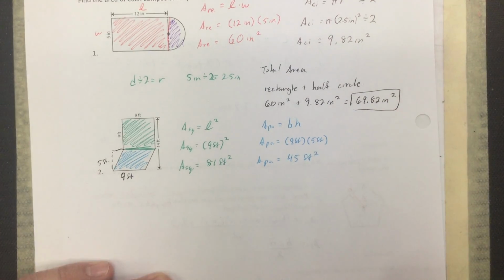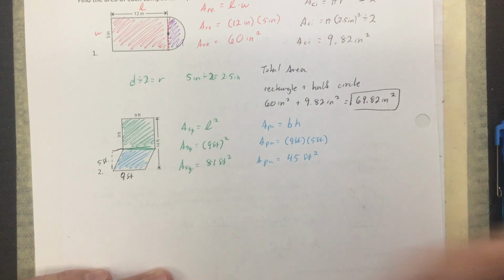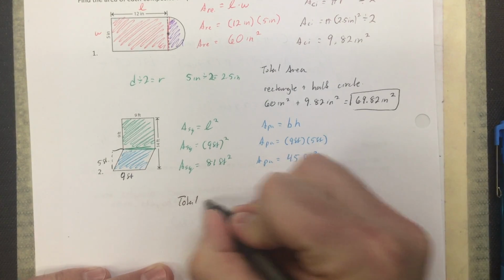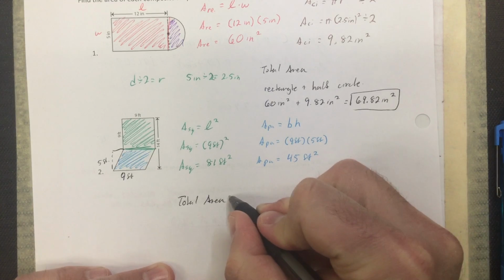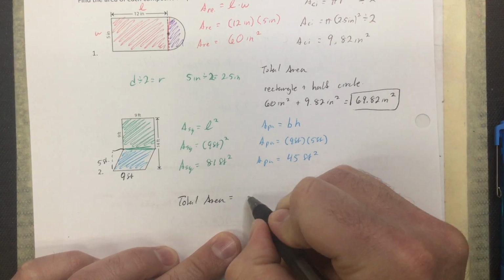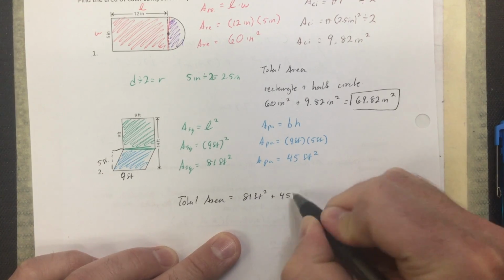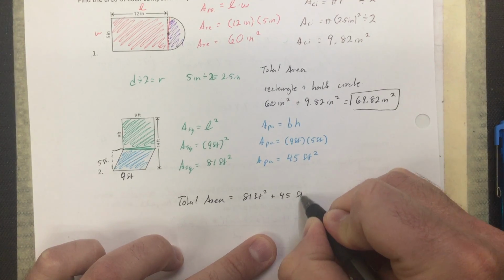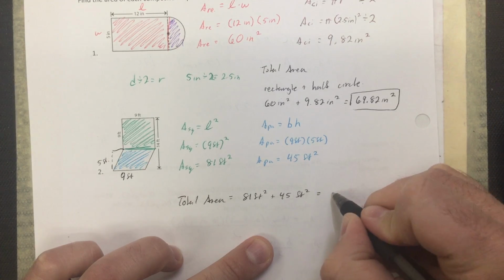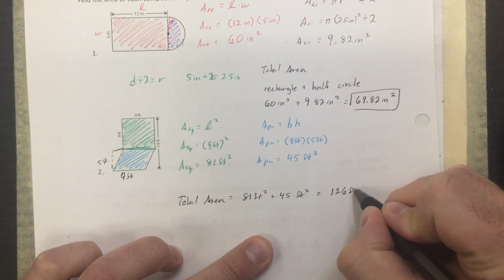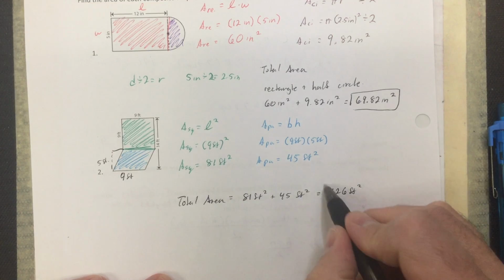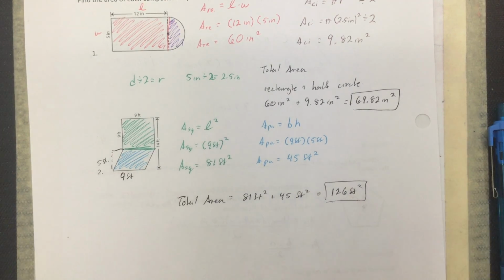Now, to find the total area, we take the square, 81 square feet, and we add the parallelogram, 45 square feet, and we get a total area of 126 square feet. And this would be the accumulation of both of these pieces together. So that is a composite shape.